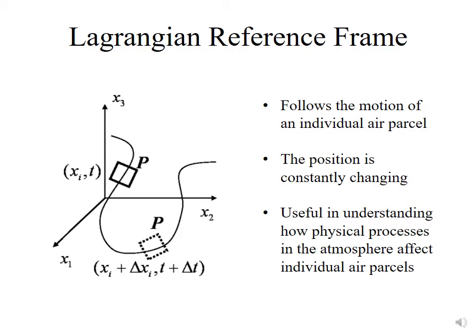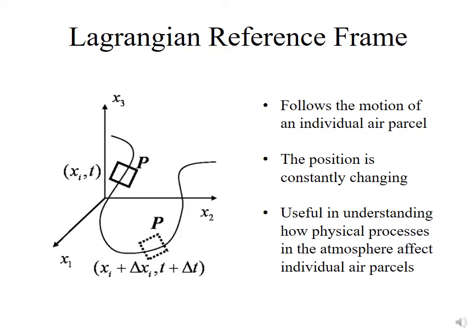Moving on to the comparison of the Lagrangian and the Eulerian reference frames. The Lagrangian reference frame is one that follows the motion of an individual parcel. So the position of the air parcel is constantly changing, and one of the things that a Lagrangian reference frame is really good for is trying to understand how the physical processes in the atmosphere affect an individual air parcel.